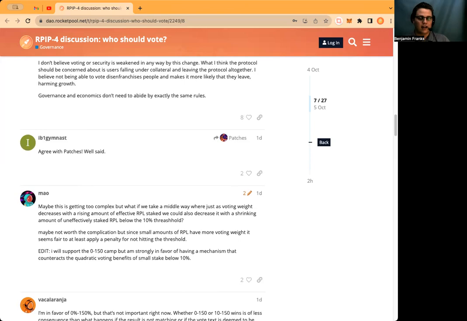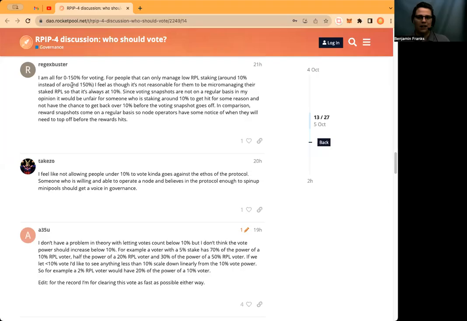I think a couple ways we could combat this is that we could make our voting snapshots consistent, kind of like we do with rewards. I believe rewards come out every 28 days. Yep, the snapshot rewards come every 28 days, that's correct. So node operators already have it in their brain, hey, I've got to top off before the 28th day because I need to make sure that I get my rewards. But there's not the same kind of thing for voting.